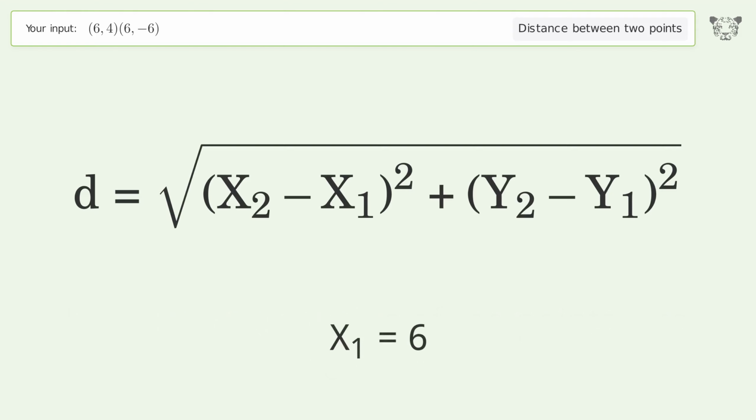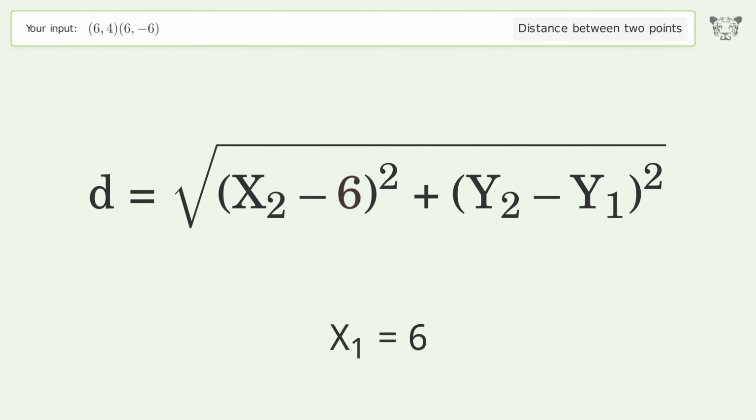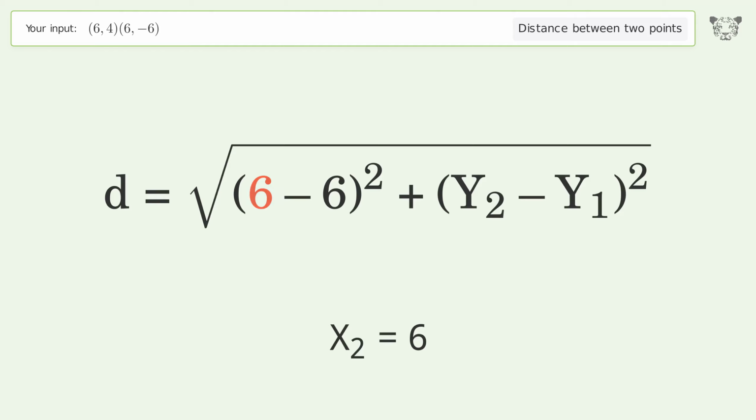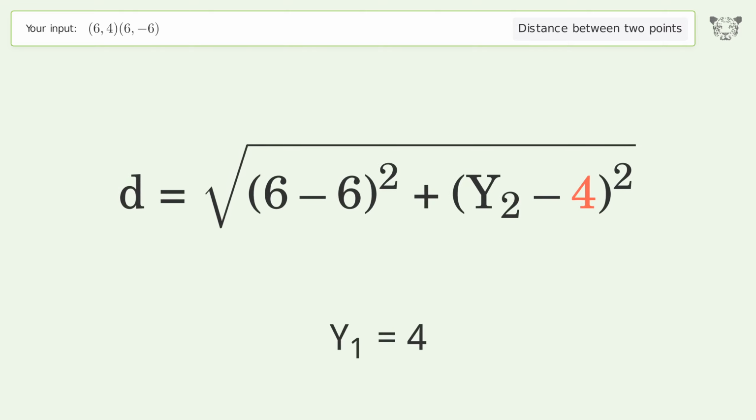x1 equals 6. x2 equals 6. y1 equals 4. y2 equals -6.